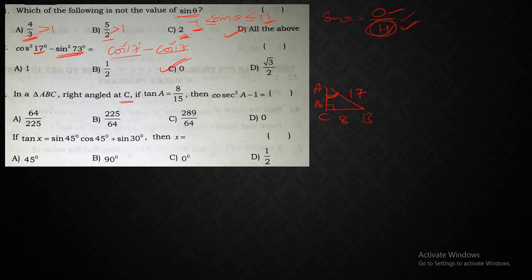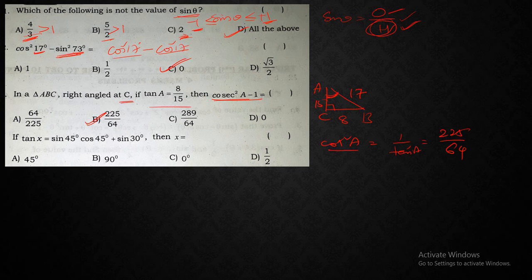So what is the formula of cosecant square A minus 1? Cosecant square A minus 1 is nothing but cot square A, right? So cot square A is nothing but 1 by tan square A only, no? So already we know tan A value, 8 by 15. So cot square A means reciprocating and squaring, which gives me 225 by 64. So the answer is 225 by 64.